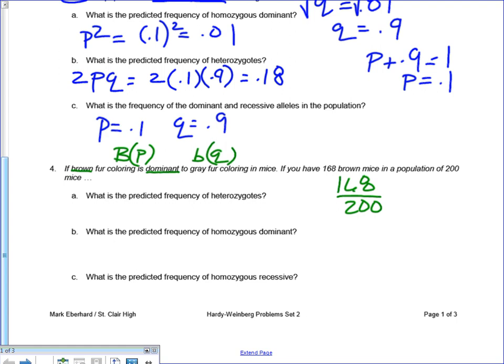From that, I can get some type of percent. So if I take 168 divided by 200, it's about 0.84, I think. But now the key is, what does that represent? That represents the brown mice. So what value or values represent brown mice? P squared and 2PQ. Those both represent that 84%. That's not going to help me because I've got two unknown values. I don't know P and I don't know Q, so I can't solve for either one. So I got to get a number that I can get down to one unknown value. Okay? So what can I pull out of that 0.84?